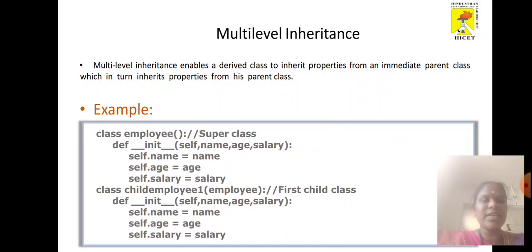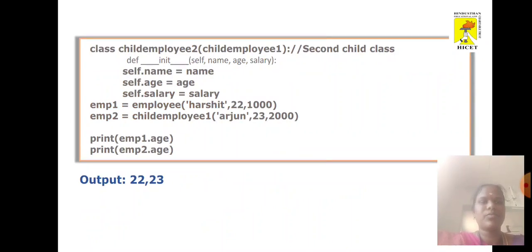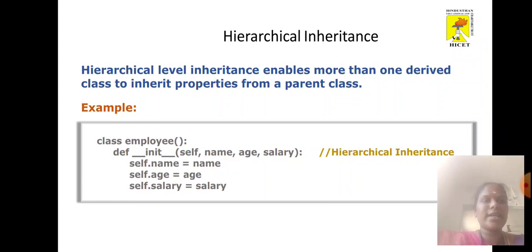So multi-level inheritance enables the derived class to inherit the properties from the immediate parent class, which inherits properties from its parent class. Hierarchical inheritance enables more than one derived class to inherit the properties from the parent class.